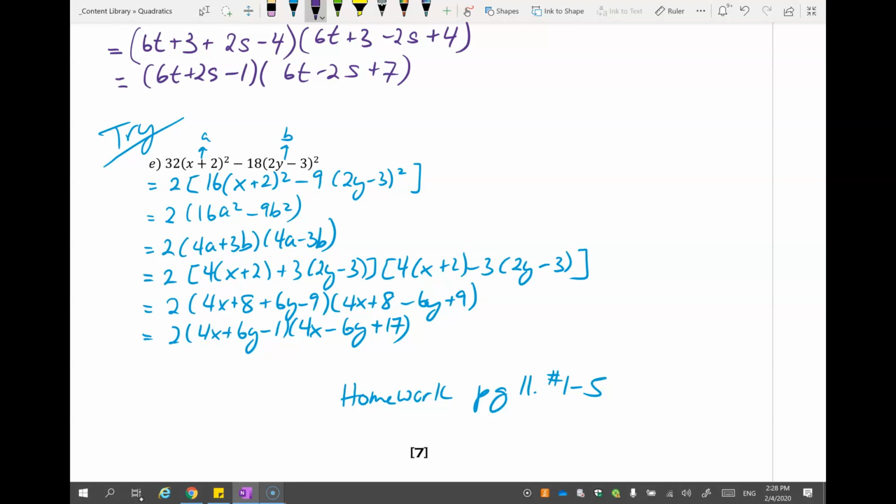Then I simplified. Remember, when you simplify, you do need to distribute your brackets. So 4 times x, 4 times 2, 3 times 2y, 3 times negative 3, 4 times x, 4 times 2, negative 3 times 2y, negative 3 times negative 3, and so on. So once I did that, this is what I got. And then I simplified each bracket. So I added the 8 and the negative 9 and the 8 and the positive 9 there. And that is your final answer.